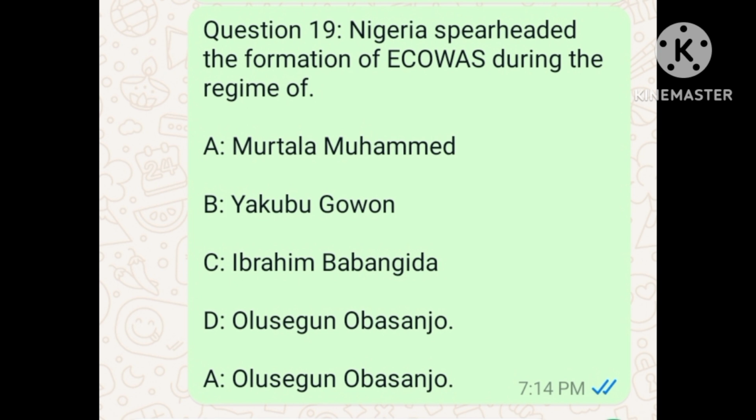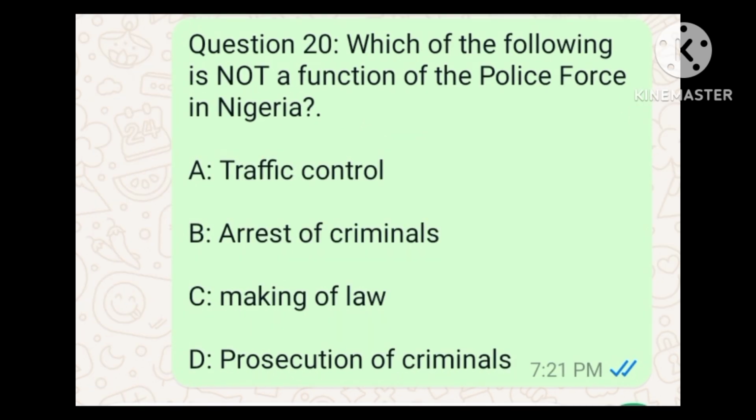Option A, Murtala Mohammed. Option B, Yakubu Gowon. Option C, Ibrahim Babangida. Option D, Olusegun Obasanjo. ECOWAS was formed in the year 1975. The person that was governing Nigeria then was Yakubu Gowon. The Nigerian leader that spearheaded the formation of ECOWAS was Yakubu Gowon. Option B is the right answer. Next question is question number 20.